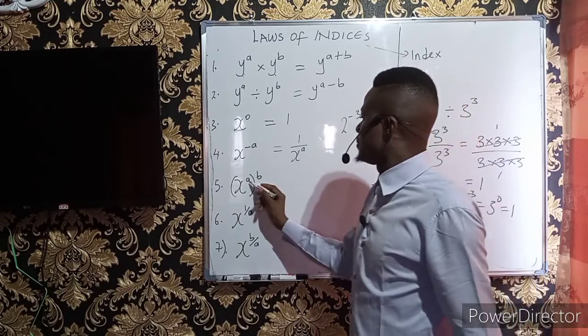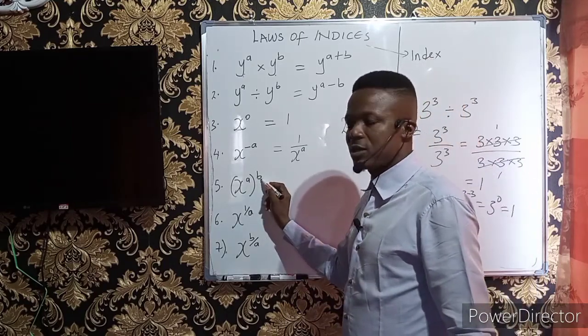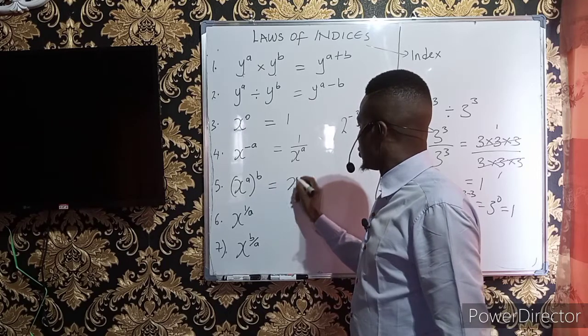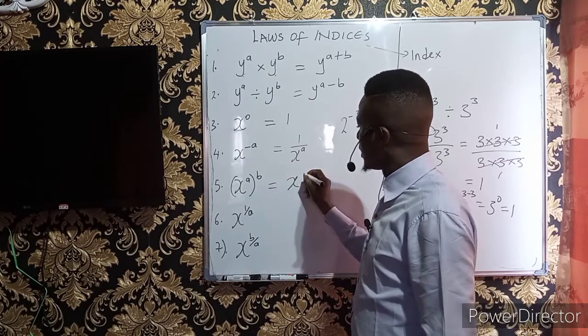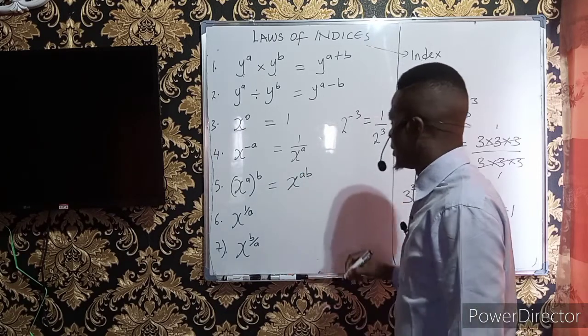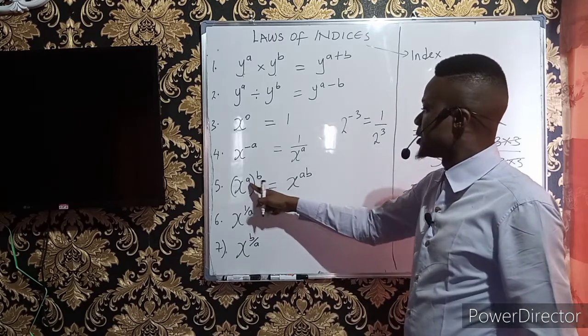Now, whenever you have two powers like this, one inside and the other outside a bracket, what you have to do is just to say a times b, and a times b will give us ab. Okay, so this is the same thing as ab.